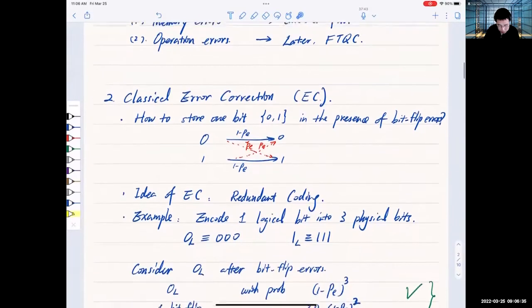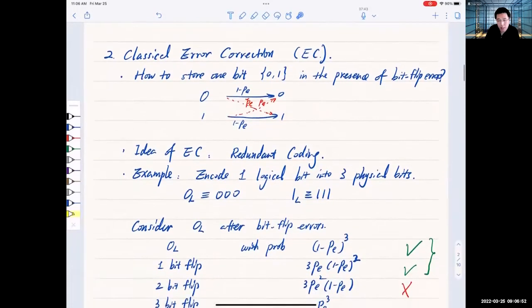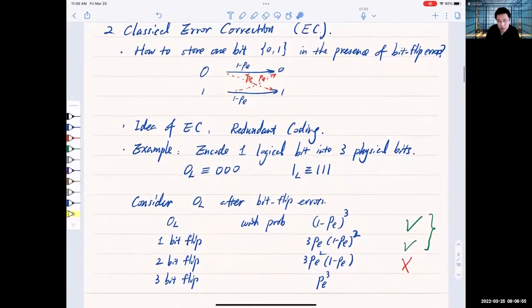For example, we can use 3 physical bits to encode 1 logical bit. So the logical 0 will be 0, 0, 0, and the logical 1 will be 1, 1, 1. Now suppose we start from logical 0 and it goes through this noisy channel. There is a probability PE for each bit to undergo a bit flip error. So there's a chance that none of these bits get flipped, and that occurs with a probability of (1 minus PE) cubed, because it requires all of the bits to have no bit flip, each with probability 1 minus PE, so to the power 3.